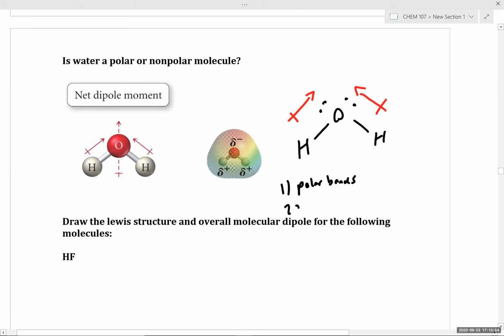Okay, and second, do we have a lone pair on our central atom? Do we have lone pairs on our central atom? Yes, so we have lone pairs. And as a result, the dipoles do not cancel.